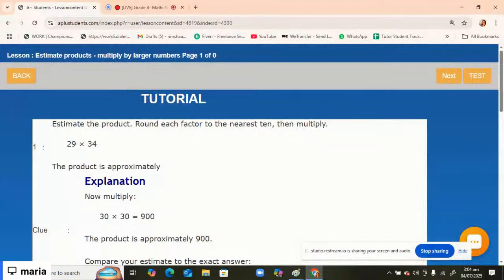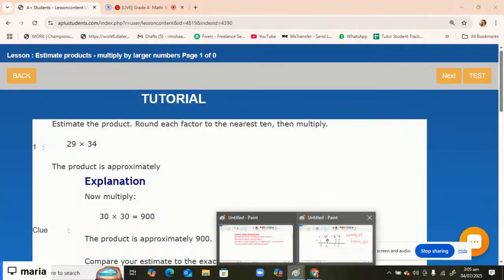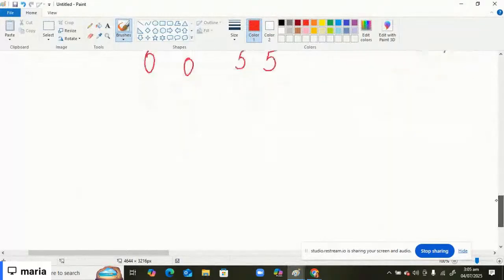So estimate the products: round each factor to the nearest tenth and then multiply. First of all, we are going to round the numbers to the nearest 10 and then we just multiply. How to round the numbers? First of all, you need to memorize this. If you are going to round numbers related to the 10th place, for example, here are two numbers, I'm going to write them, okay?